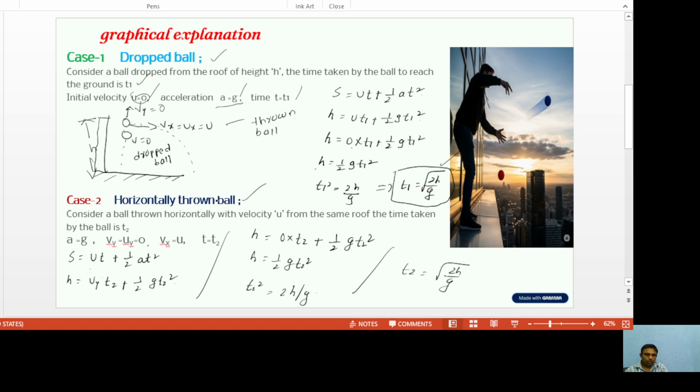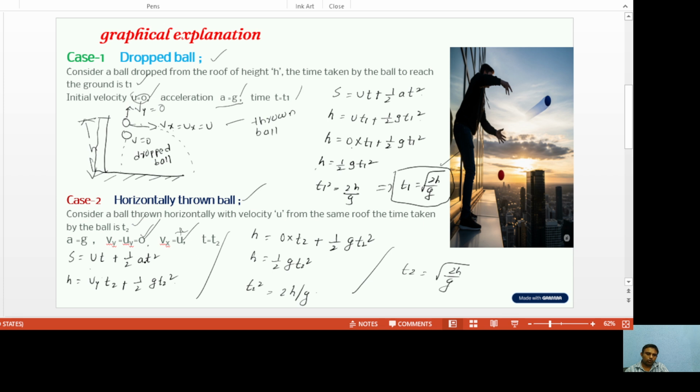For the horizontally thrown ball, consider a ball thrown horizontally with velocity u from the same roof, and the time taken by the ball is t2. When the ball is thrown with velocity u, it is split into two components, uy and ux. So uy is equal to 0. Why? Because at maximum height, vertical velocity is always 0. So vx is equal to u. This horizontal component of velocity u does not affect the motion of the ball and is independent of time, so it acts as a neutral one. So we are considering only the vertical component here.